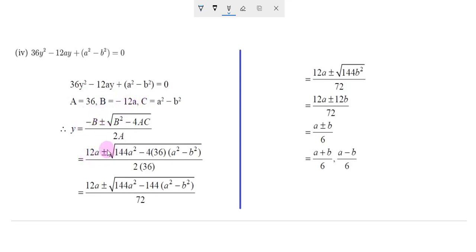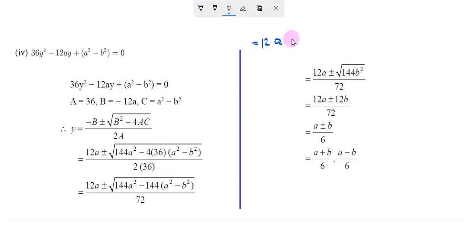So plus 12a plus or minus root of b square term, 12 square, 144 a square, minus 4, a value 36, c value a square minus b square, whole divided by 2a, a value 36. Understood? Now 12a plus or minus root of 144a square minus 4 into 36, this is 144, so 144 into a square minus b square, whole divided by 2 into 36, it is 72. Understood?